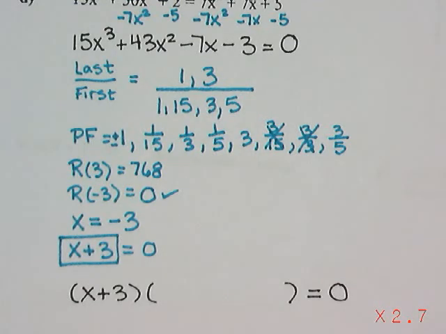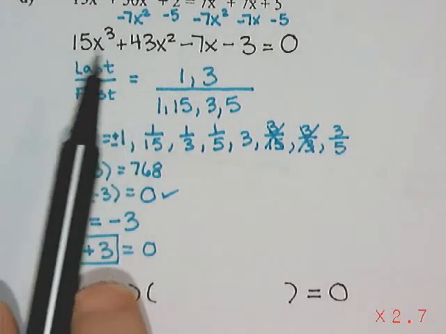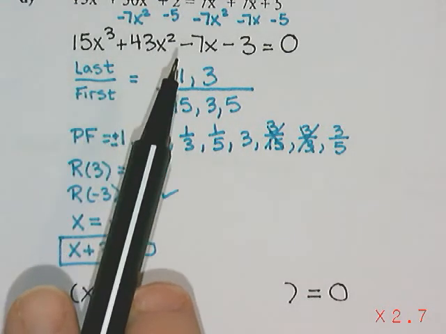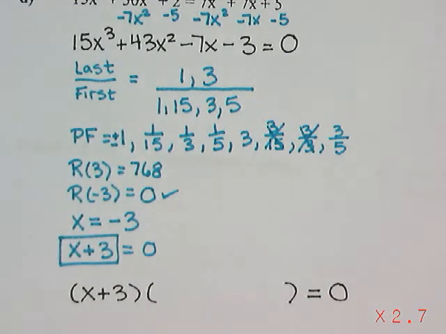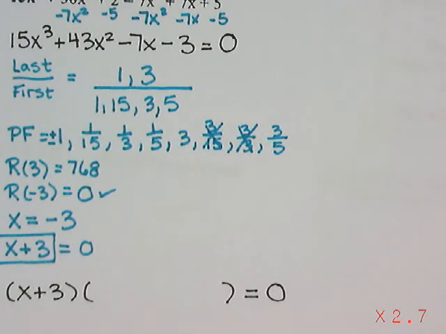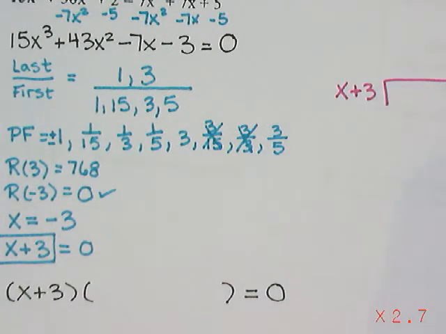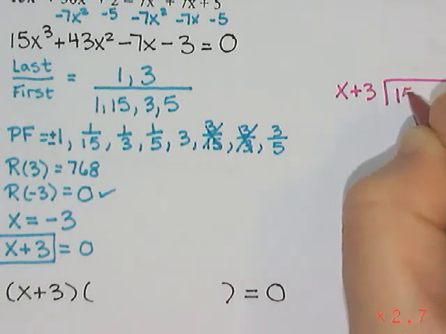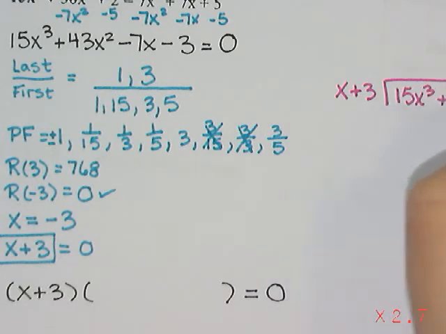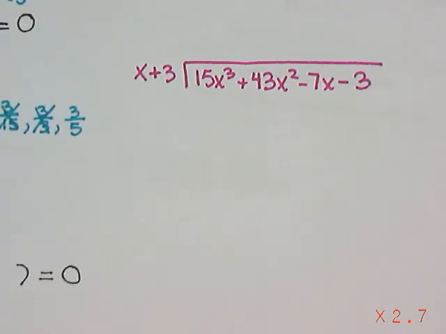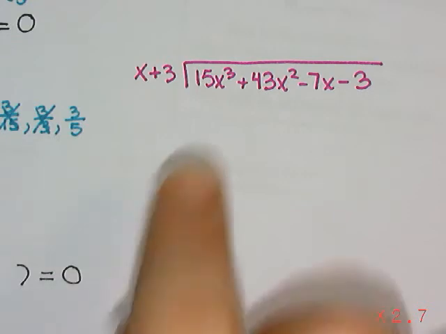Long division. So I am going to divide x plus 3 into 15x cubed plus 43x squared minus 7x minus 3. Do that over here on the side. So how many times does x plus 3 go into 15x cubed plus 43x squared minus 7x minus 3. Now you should hopefully be able to do the division on your own. I'm going to work through it, but it would be great if you could try it on your own.